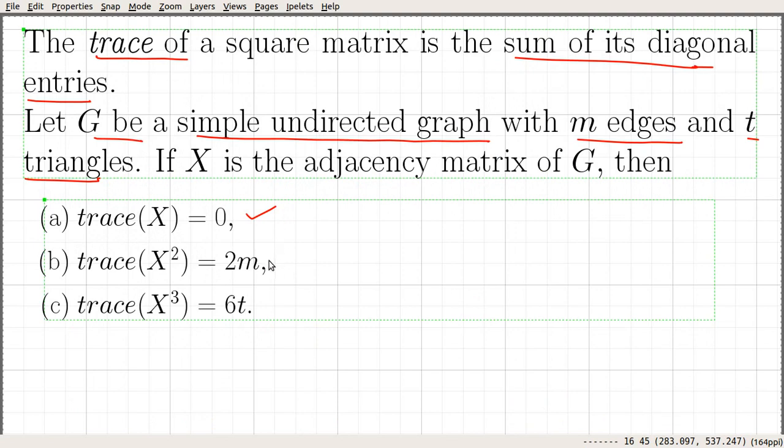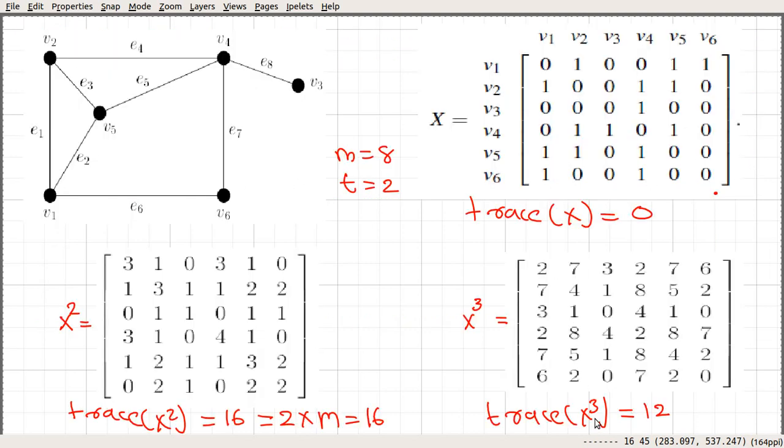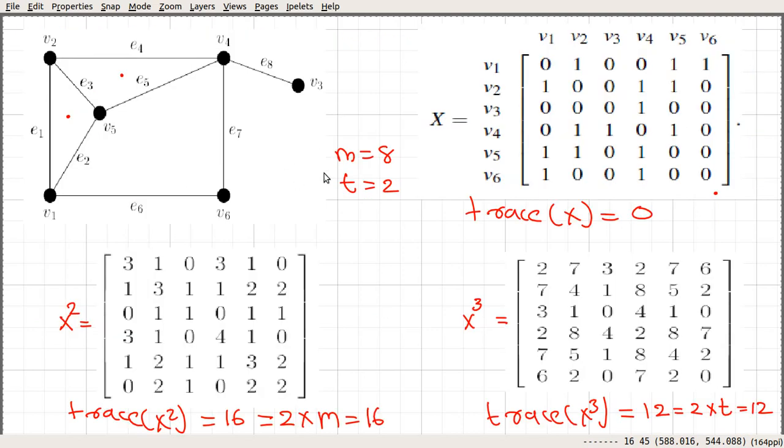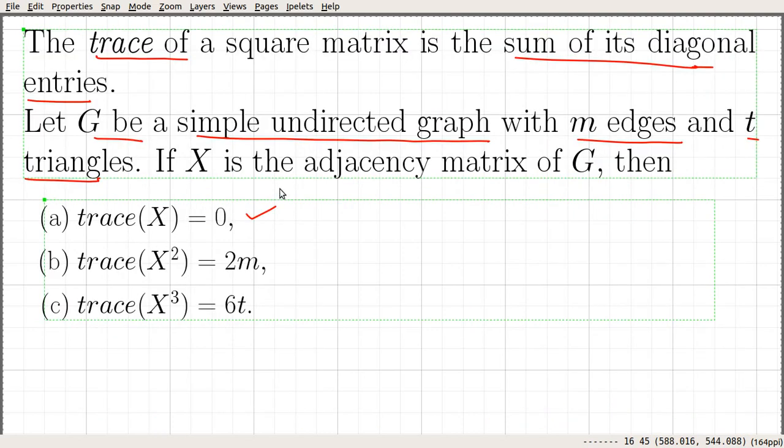Again, we can see that the trace of x cubed is equal to 6 times the number of triangles in that graph. Let's see whether that is true for this graph. Here the trace of x cubed is equal to 12, and the number of triangles, in this case this triangle and this triangle, is 2. So this is 6 times t, which is equal to 12. So we verified these three for this simple undirected graph. Anyway, this is straightforward, so let's go and prove it. It is going to be a very short proof.